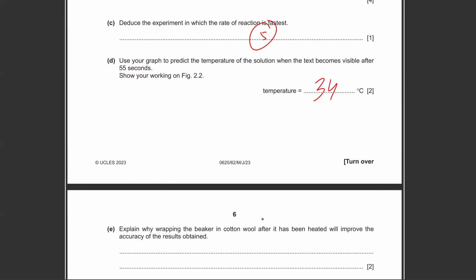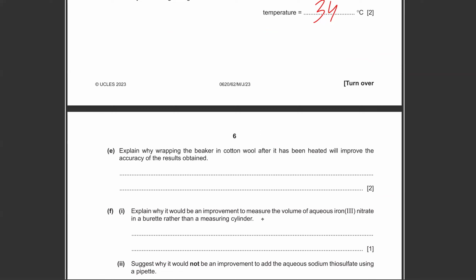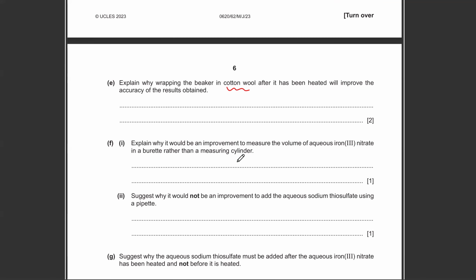34. Explain why wrapping the beaker in cotton wool after it has been heated will improve the accuracy of the results. Why do you need to pad it with cotton wool? Because it can reduce the amount of heat loss. Okay, exactly. क्योंकि obviously आप experiment कर रहे हो the temperature, you don't want the temperature to change. मतलब आप एक temperature पे उसको you're checking out the speed of the reaction, right?